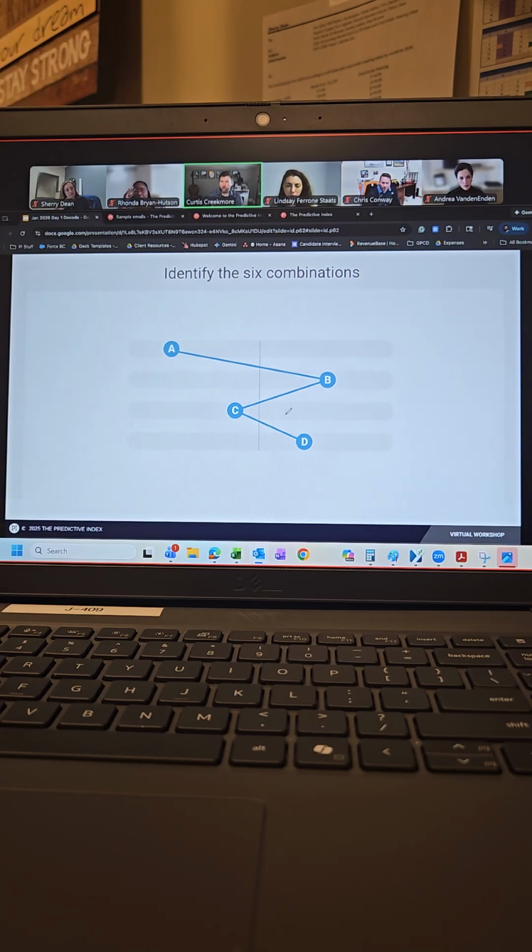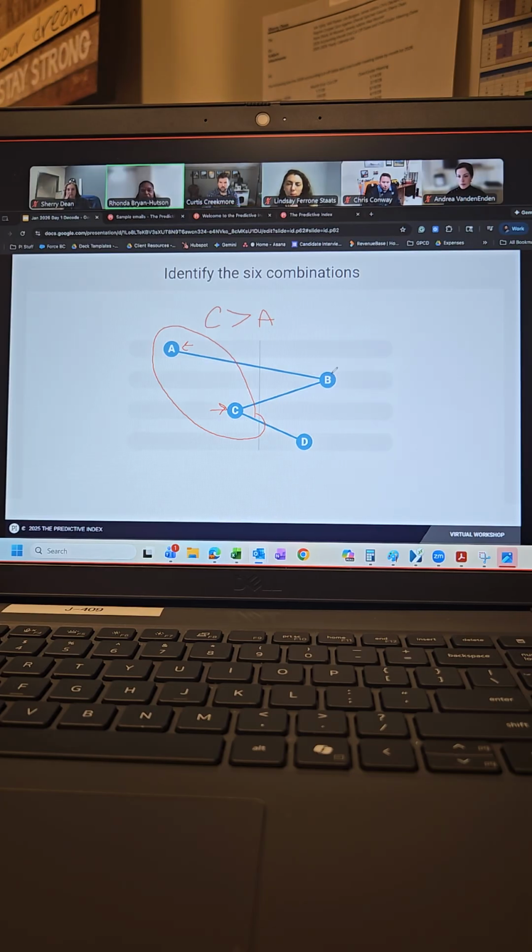Okay, let's look at the AC factor combination. Is this person A over C or C over A? C over A. Excellent. So this is an example where both of them are on the lower side, right? But because this one is higher than this one, we say C over A. Excellent. Is this making sense?